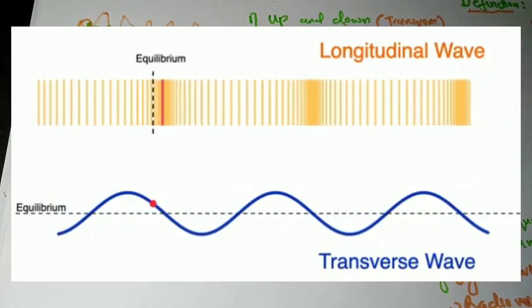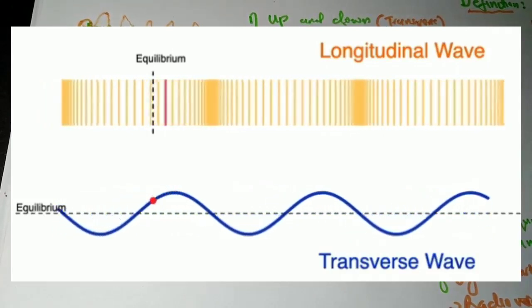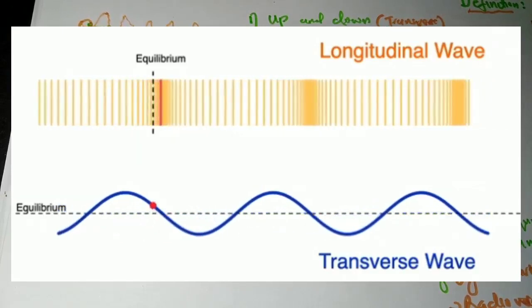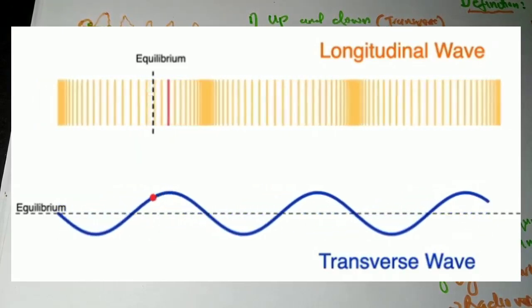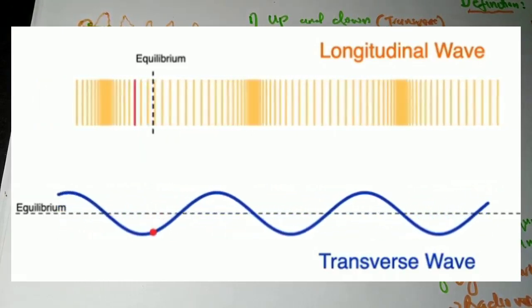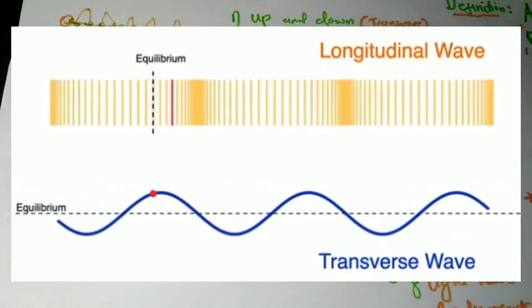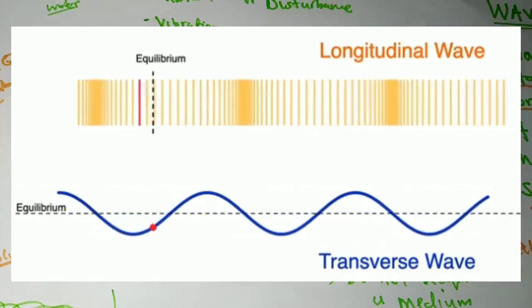The other diagram shows us how waves are formed in a transverse type of wave. So this was just an introduction on waves.